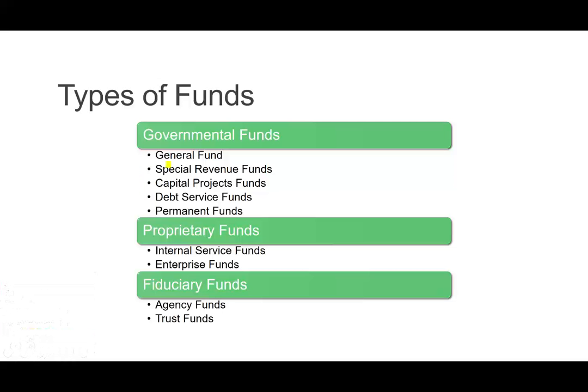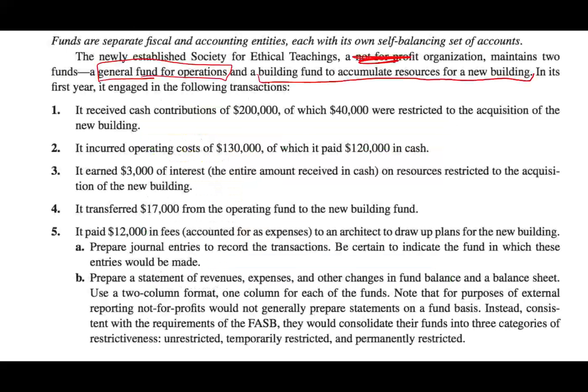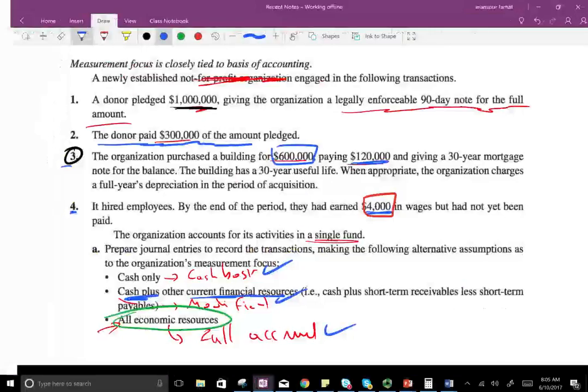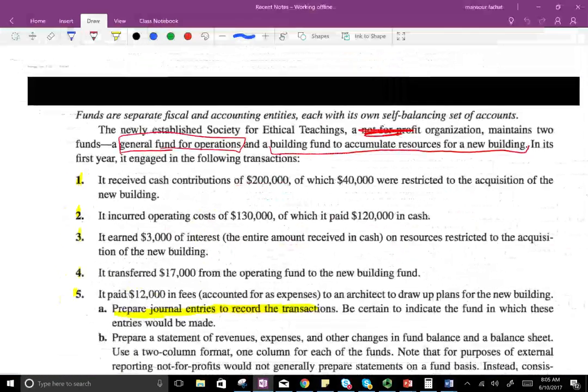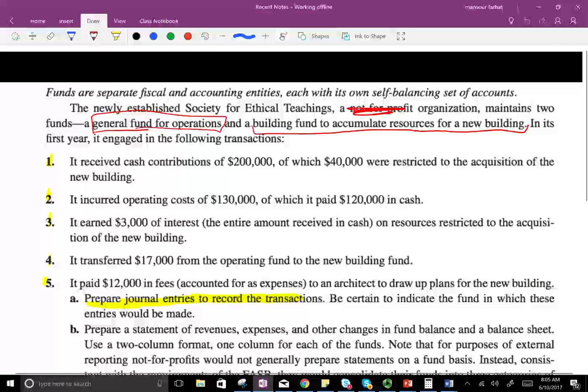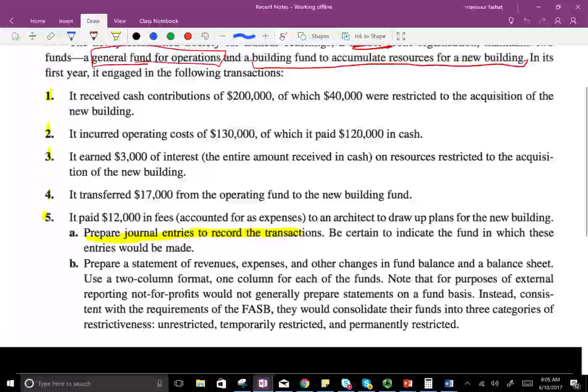To make it easier for you, they have a general fund and a capital project fund because they're building a new building. And remember, new buildings go into the capital project funds. So we only have two funds. We have a series of transactions, 1, 2, 3, 4, 5, and we're going to prepare the journal entries to record these transactions. That's the purpose of this session: to show you how to record the journal entries, another practice for you, as well as showing you which fund each transaction affects.